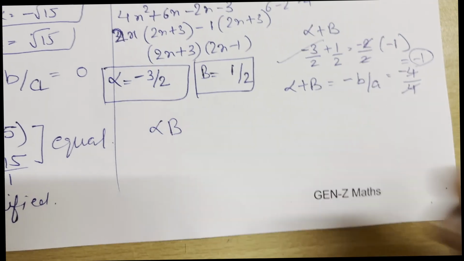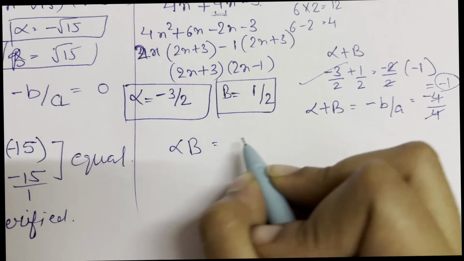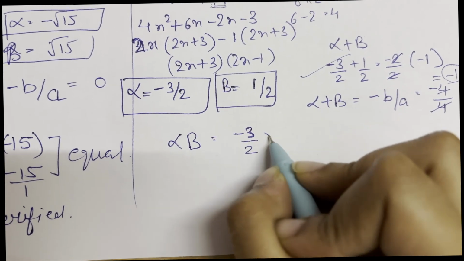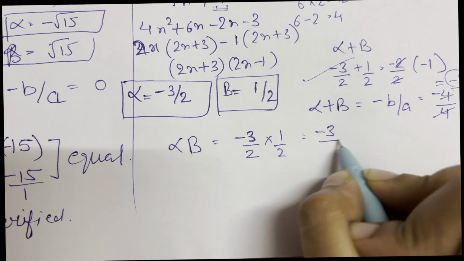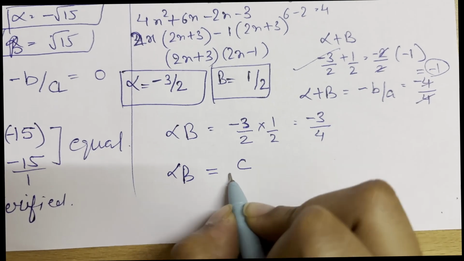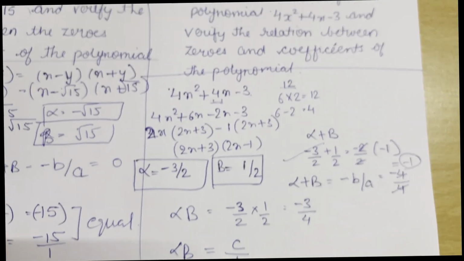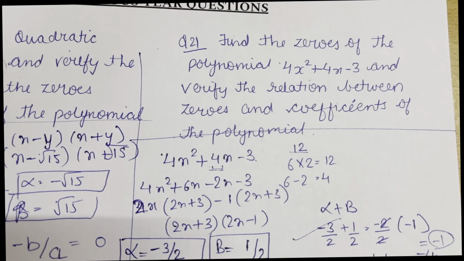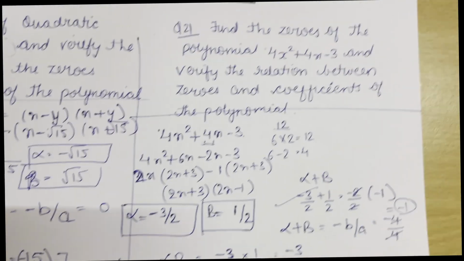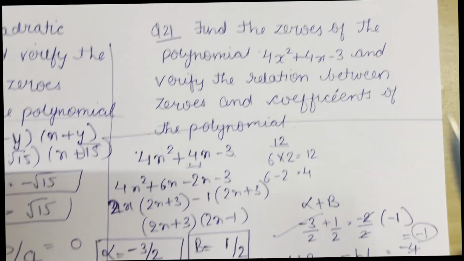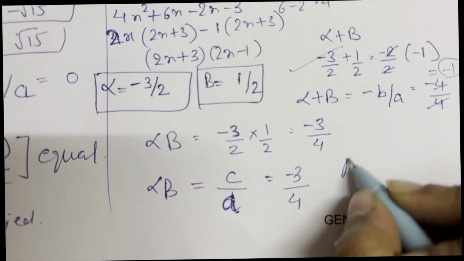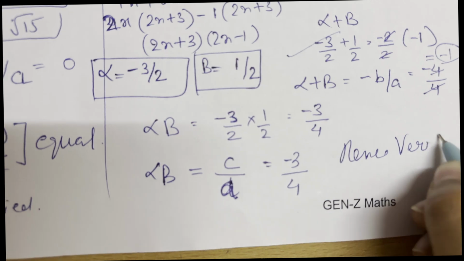Now, let's solve it for the product of zeros. So alpha beta is equal to minus 3 by 2 into 1 by 2, which gives minus 3 by 4. On verifying with the relationship, alpha beta is c by a. The value of c from this equation is minus 3 and the value of a is 4. Hence, this has been verified.